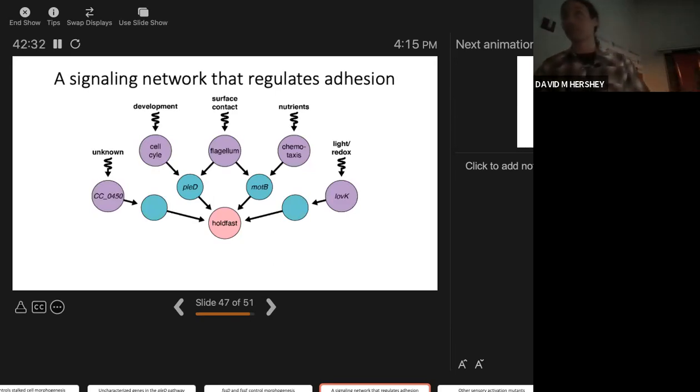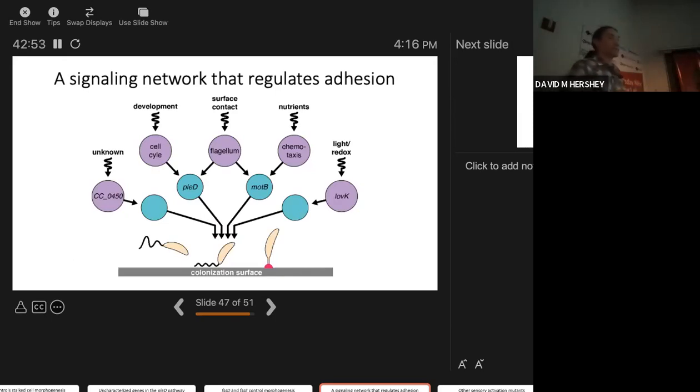There are lots of different parameters in the environment that can influence whether these cells make a holdfast. And this is kind of how sensory perception works, right? You're bombarded with all these signals and you need a system that's able to process that information and make a decision. What's really cool about this system in Caulobacter is that ultimately all of this information funnels and converges on this transitioning swarmer cell to influence this binary outcome. Does the cell make a holdfast or does it not?